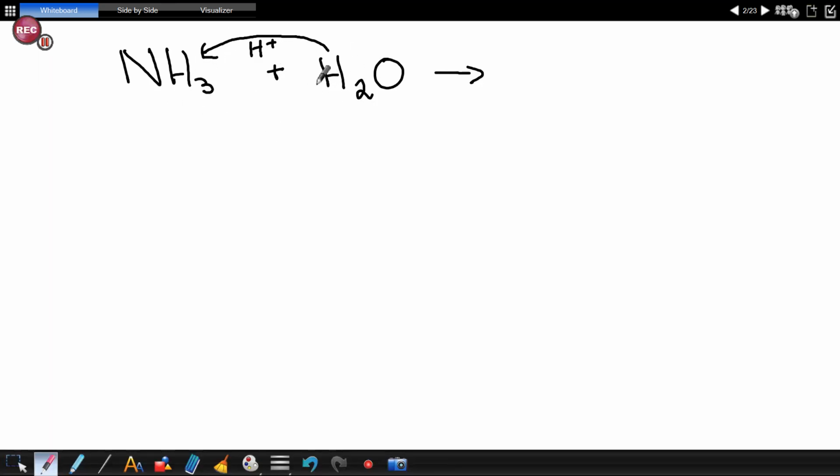So here, the nitrogen will take the proton from the water, and it will make NH4+ and OH-.